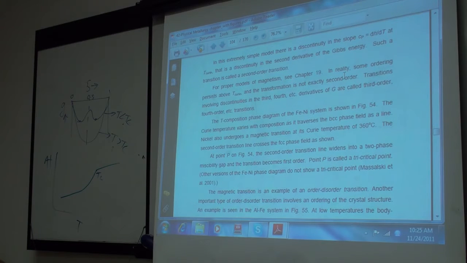Chapter 19 is the chapter in the physical metallurgy book, that's this compilation, but that's going to be printed.